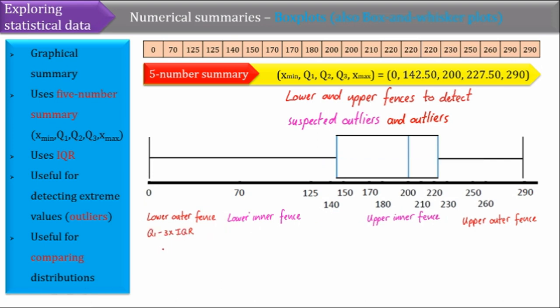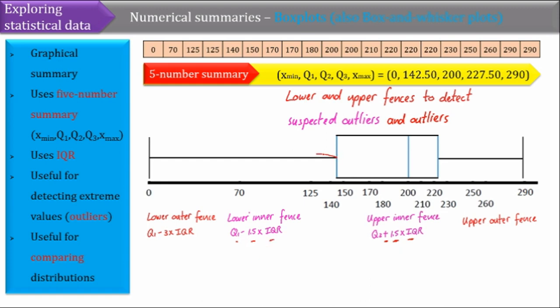Right, now the lower outer fence is calculated by taking the first quartile and subtracting 3 times the interquartile range. The lower inner fence, the position will be the first quartile again, and I'm subtracting 1.5 times the interquartile range. So obviously for the upper inner fence, I will take Q3 now, and I will add 1.5 times the interquartile range. Here I took Q1 and I subtracted 1.5 times the interquartile range.